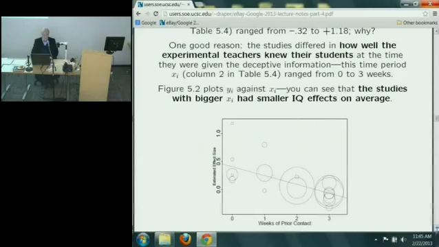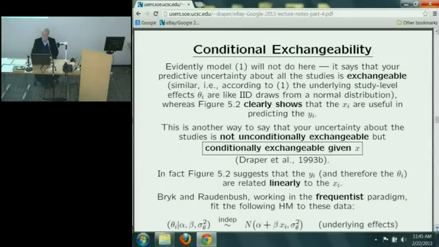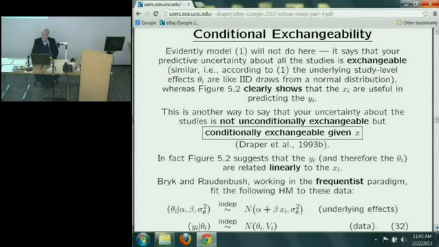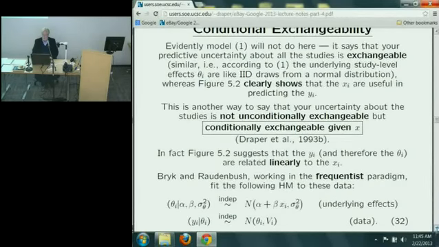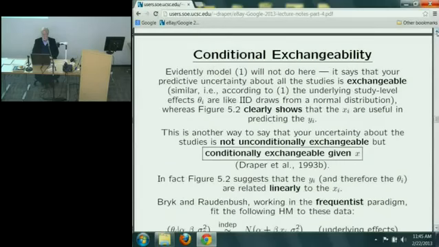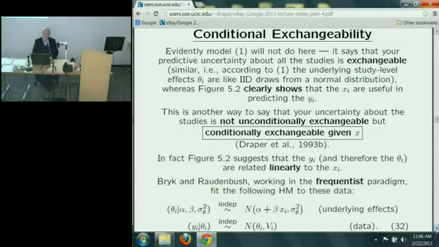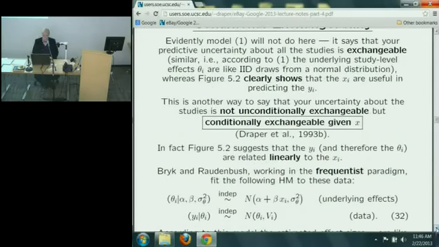Now, Bryk and Raudenbush are frequentists, and so they wrote down a model that does not have any priors. But before looking at their model, I do want to make one comment. As we've now seen, evidently model 1, the one we just looked at, with only an intercept term, will not do here because it says that your predictive uncertainty about all the thetas in the studies is exchangeable. Whereas we can clearly see from that figure that the x_i's are useful in predicting the y_i's. And so your uncertainty about the studies is not unconditionally exchangeable, but it becomes conditionally exchangeable given x. In that way, we talked about partial or conditional exchangeability earlier during this course.